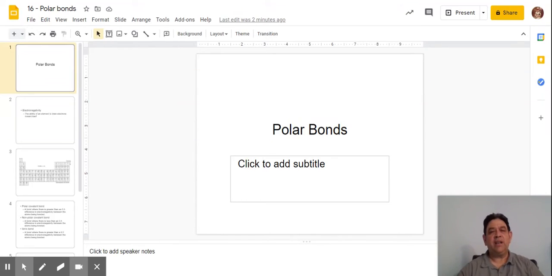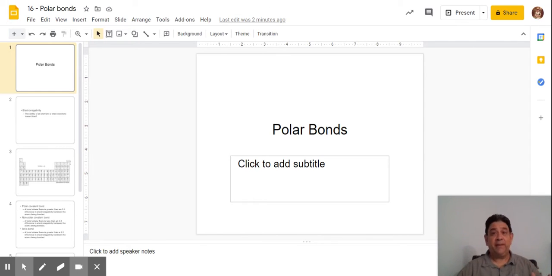Okay, so let's talk polar bonds. We were just presented with the fact that oil and water don't mix. The reason oil and water don't mix is that water is polar and oil is non-polar. Now, those are polar molecules. So oil is not polar, water is polar.